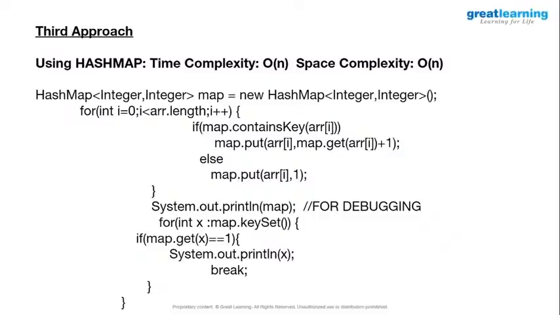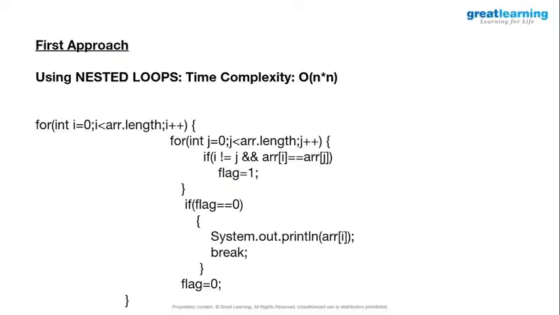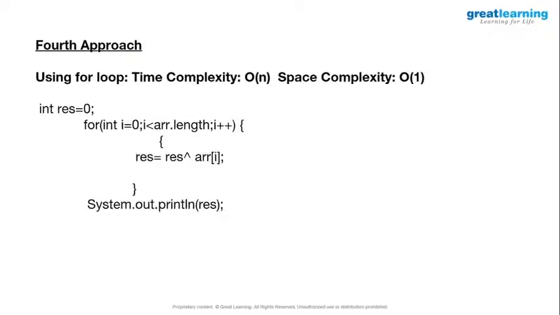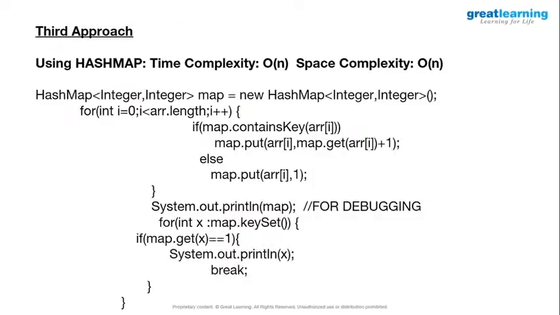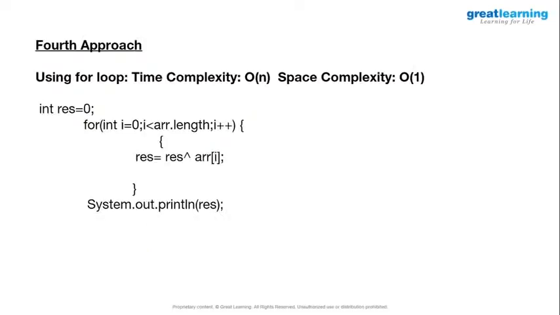So finally, if you are able to solve it with this approach, there is a 50-50 chance that you might get selected if this question comes. Or if you are able to reduce your algorithm from n squared to n with constant space, there is a chance you might get selected. But if you are not able to, he might give you hints. So now let's talk about the fourth approach. It is the most optimal approach.